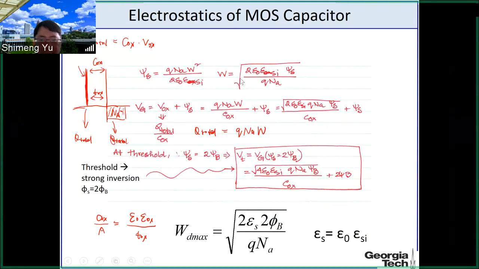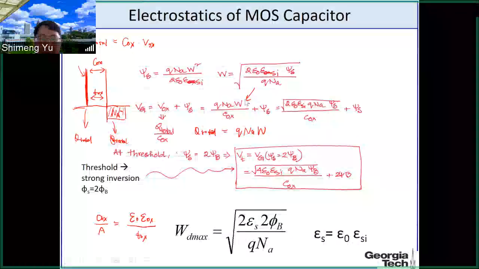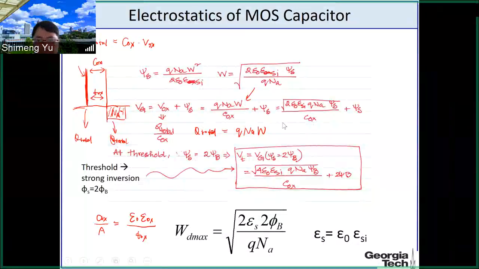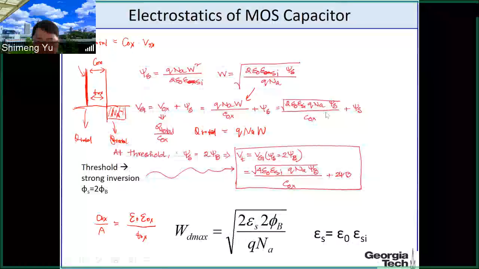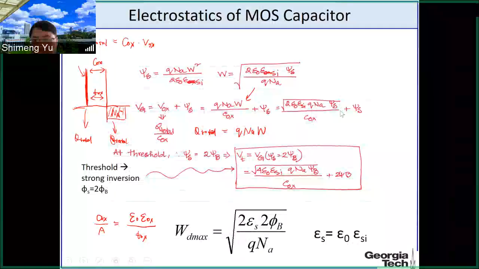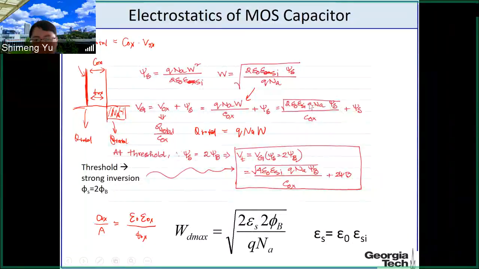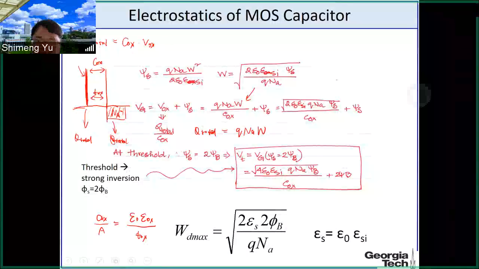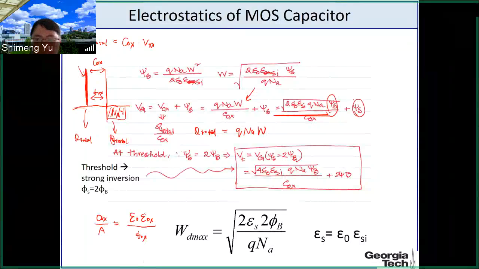And we just calculate the W here. So we can plug in the W, and eventually we get this one. So here this Vg equals this term plus phi s. So eventually we want to derive the relationship between the gate voltage Vg and the phi s. That is the surface potential.